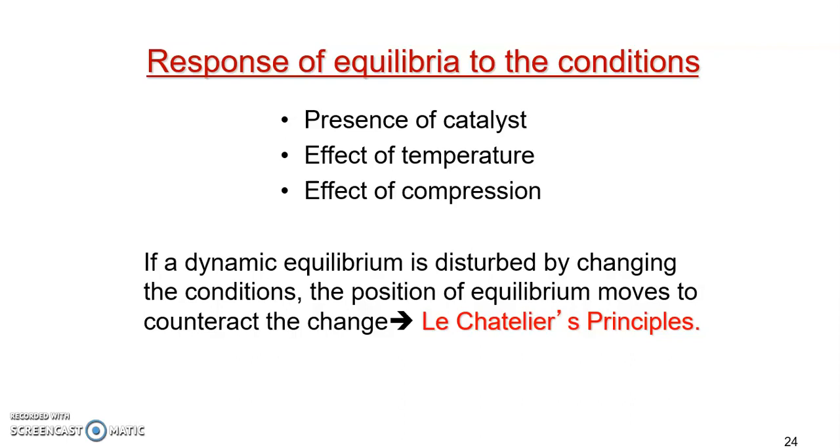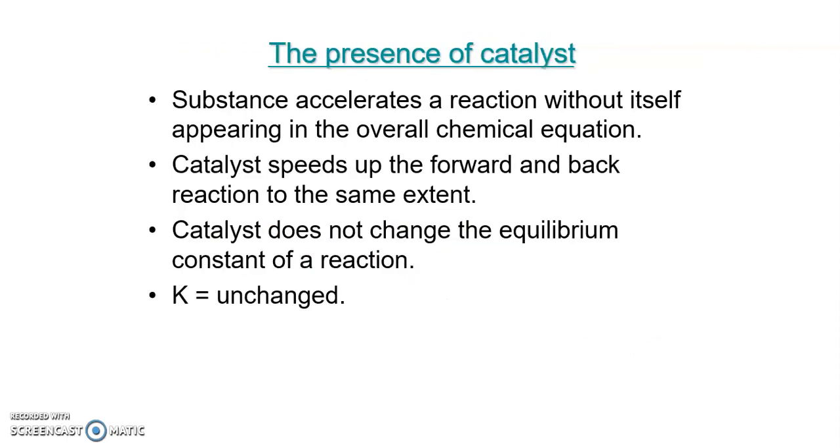So first, let's see if we put in a catalyst. What is a catalyst? A catalyst is a substance, an extra substance we put in a reaction to speed up the forward and back reaction of our system. However, we need to remember that this catalyst does not change the equilibrium constant.